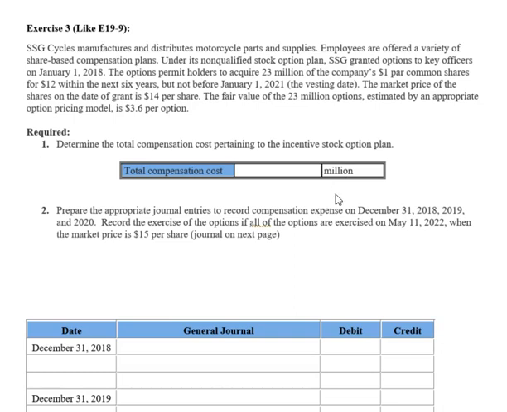So now let's look at this example. How would we actually go in and record or deal with stock options? So SSG Cycles manufactures and distributes motorcycle parts and supplies.